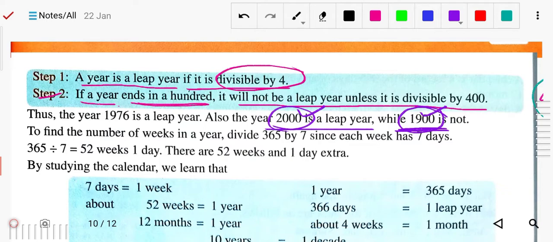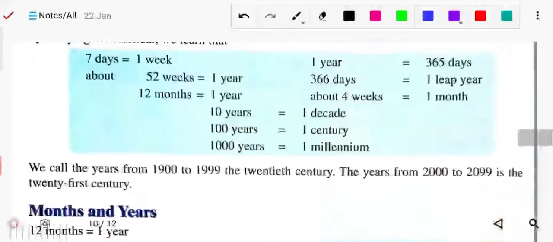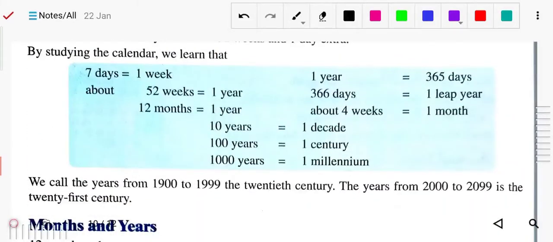1900 will divide by 4, but that is not the rule. For a century year, the one ending with 100, you have to divide by 400. Got it? So there are some values. This chart you have to remember, write in your copy and learn it.